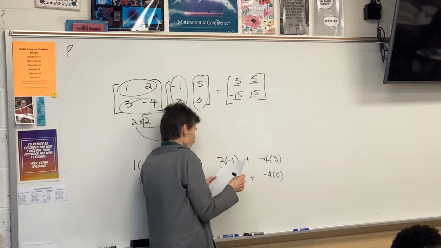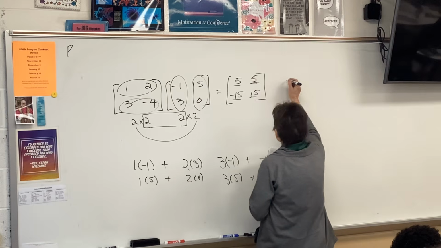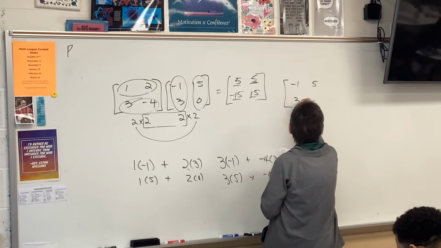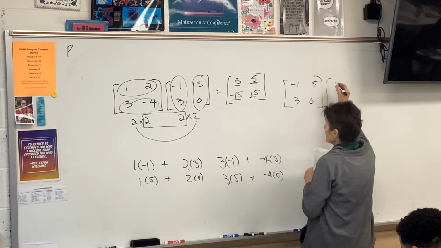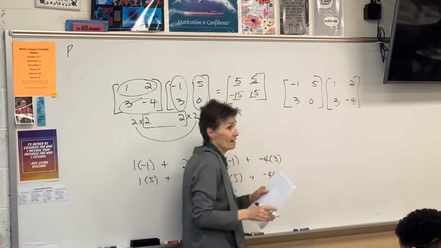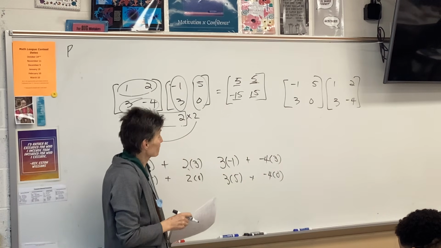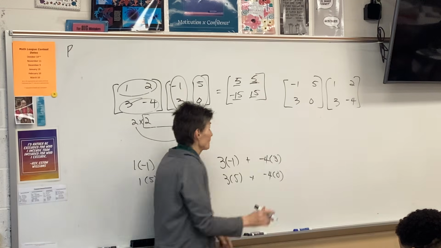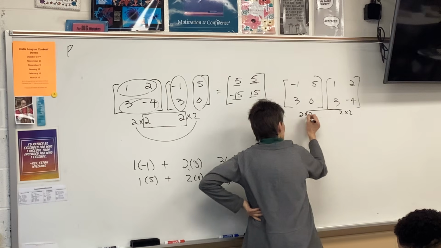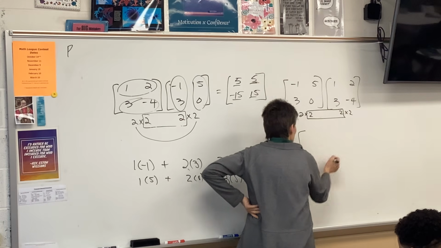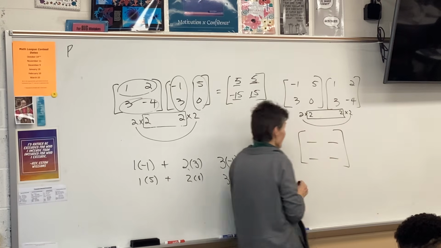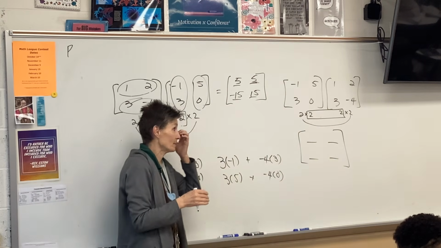All right, let's multiply the same two matrices in the other order. So negative 1, 5, 3, 0, times 1, 2. So now we are doing F times A. Two by two, they multiply, and the answer will be another 2 by 2. Remember, the outsides tell you how big your answer is.